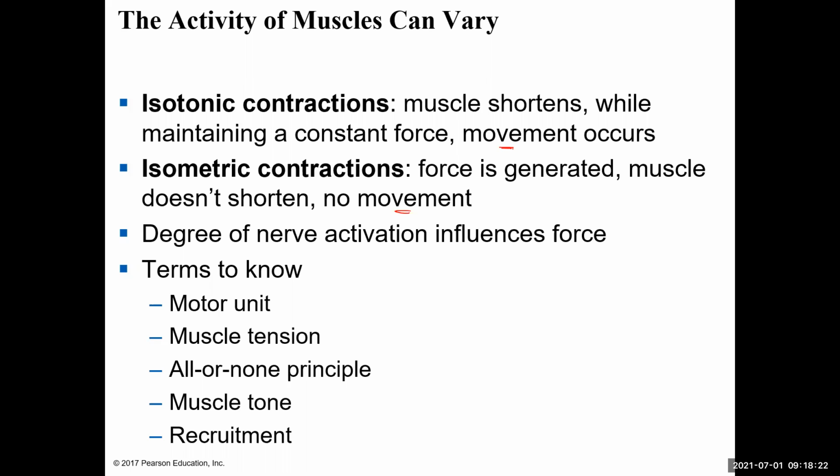So if you just tighten your muscles, you're generating that force, but not providing a source of movement. Now, the amount of force that we get during our muscle contractions depends on the nerve activation. Whenever we talk about nerve activation, we're going to be referring to several different terms, and we're going to go over what these terms are before we start talking about how activation affects force. So we're going to mention motor unit, muscle tension, the all or none principle, muscle tone, and recruitment.